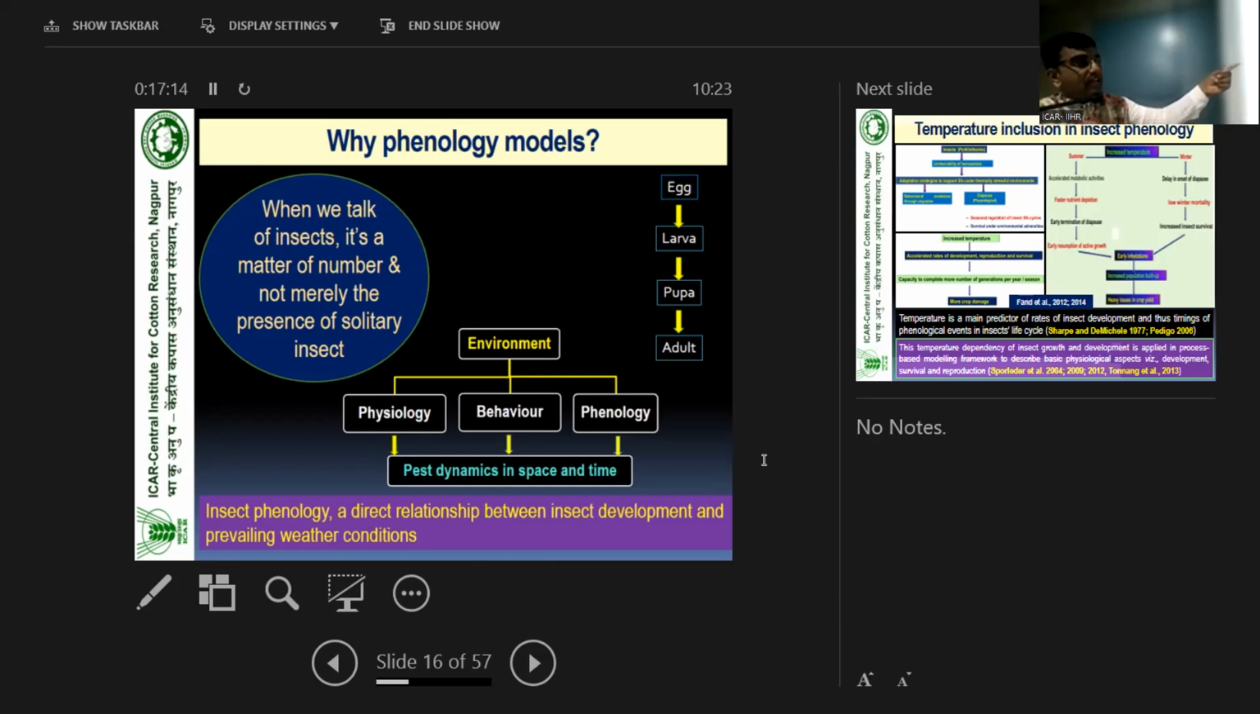how that physiology I already told, then behavior, that is the escape mechanism if adversities are there, and biology, that is the critical dynamics we have discussed, and that altogether governs pest dynamics in space and time. Getting my point? That's why we need phenology models to predict the direct relationship between insect development and prevailing weather. Insect phenology models give you the direct relationship between insect development, meaning survival, reproduction, timings of emergence, and any other thing, and whatever prevailing environment there. So phenology models are a key component in understanding insect ecology.